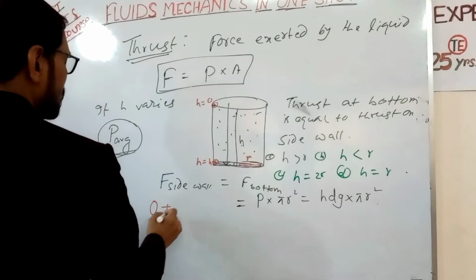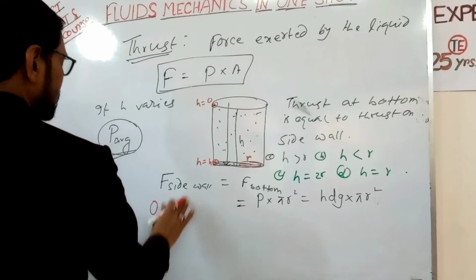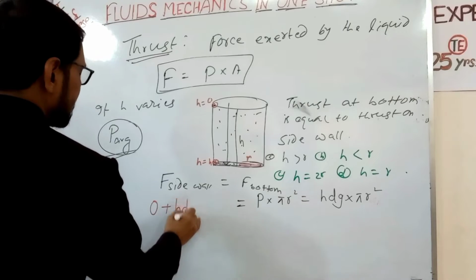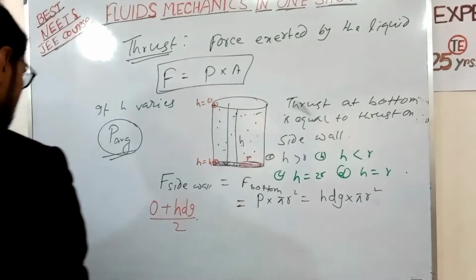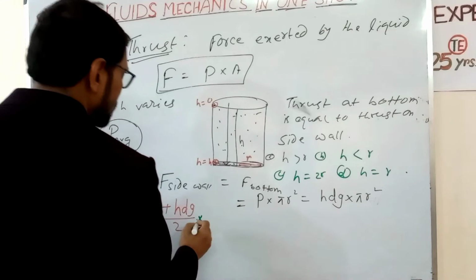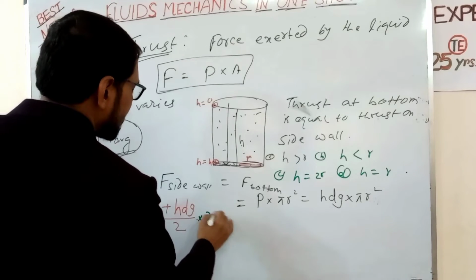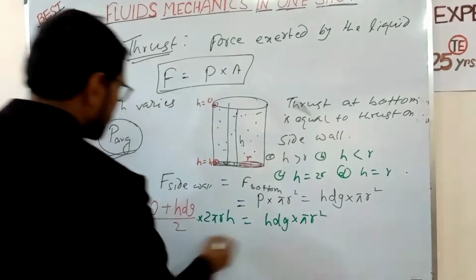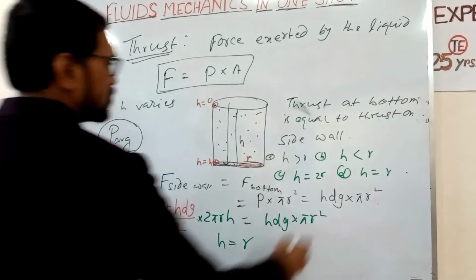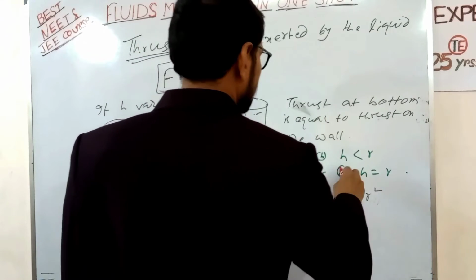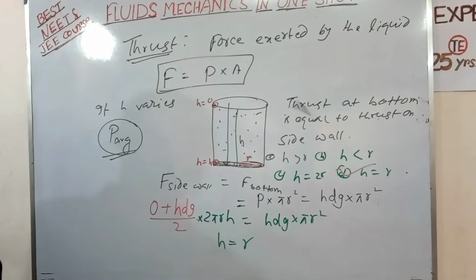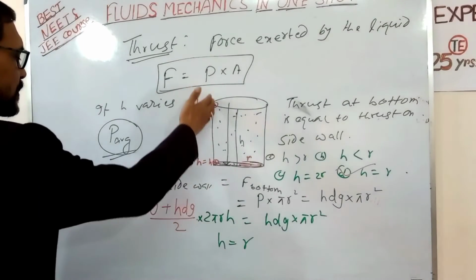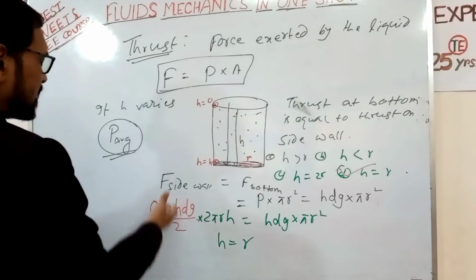So we calculate the average pressure due to the side surface. Average pressure equals 0 plus hdg, by 2. This is the average pressure. Average pressure into the area of the side wall, 2 pi r h, is equal to hdg into pi r square. So if we calculate, we get h equal to r. So the option is h equal to r. Thrust is force exerted by the liquid, and if pressure varies, then we take the average pressure.